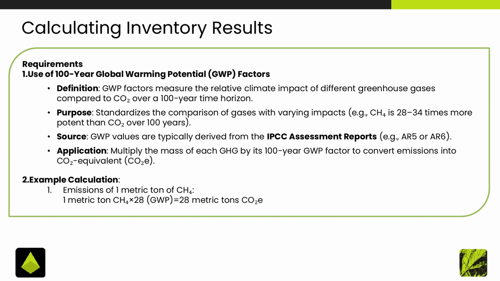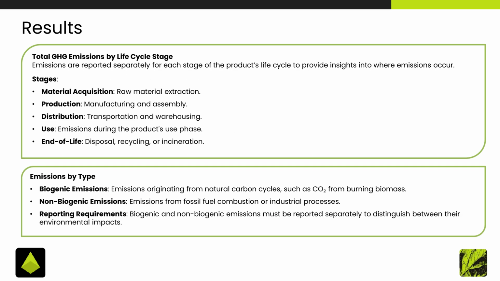For example, converting emissions of 1 metric ton of methane involves multiplying by its GWP, giving you 28 metric tons of CO2e. This method ensures consistency and comparability in reporting greenhouse gas emissions. Let's look at the results by breaking down total greenhouse gas emissions by life cycle stage. Each stage provides insights into emission sources.